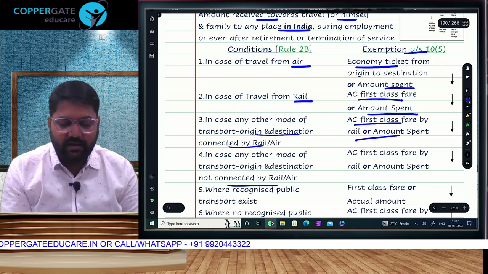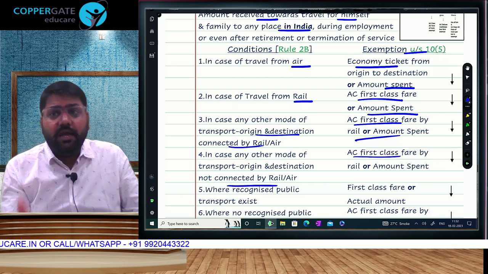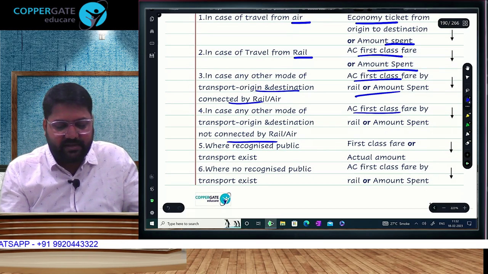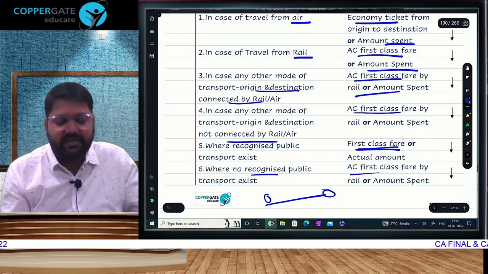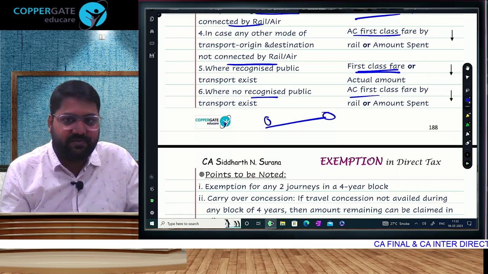And if not connected by rail or air, then we take the rail fare for that distance between the two places. Wherever there is a recognized public transport, we take its first class fare. And whenever there is no recognized public transport, we see between origin and destination how much the AC first class rail fare would be. That amount, or amount spent, or amount received, whichever is lowest.